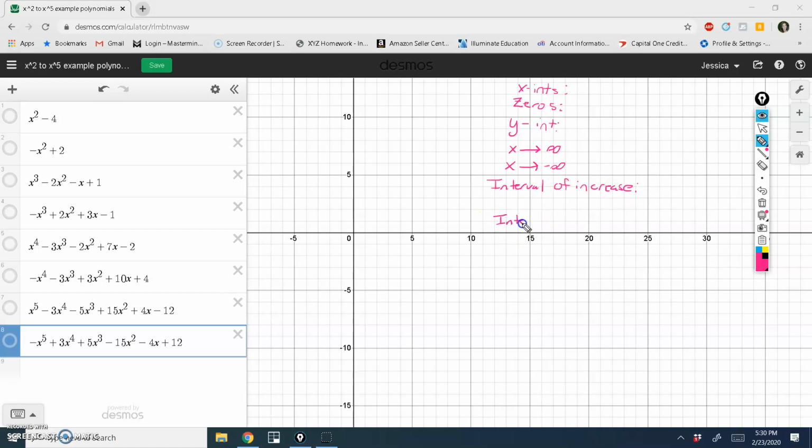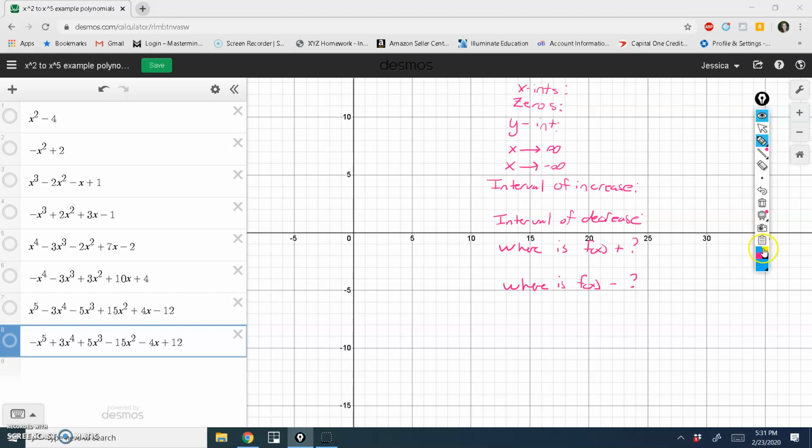Interval of decrease. This is totally where you guys can fast forward. Interval of decrease, and we want to know the interval of positive. So where is f of x positive, and where is f of x negative? I wish I had better tablet writing. This is a lot harder than you think. There we go.